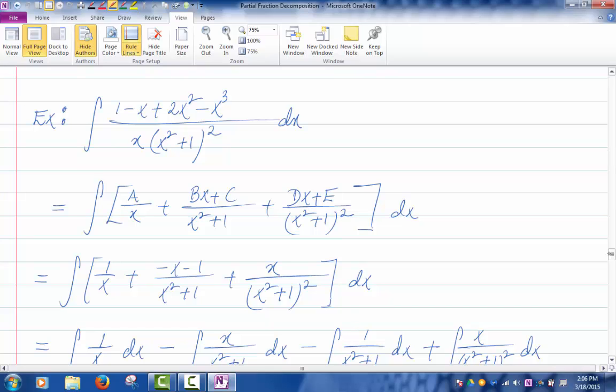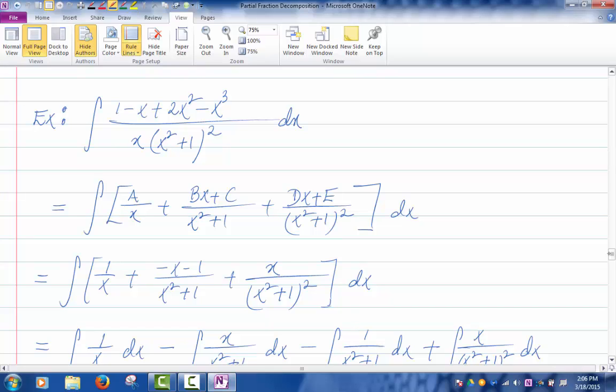for the linear factor x, because its multiplicity is 1, we are going to get only one fraction in the decomposition for that linear factor, and it will be A over x. For the quadratic factor x squared plus 1, because its multiplicity is 2, we are going to get two terms in the decomposition for that. And the two terms will be (Bx plus C) over (x squared plus 1) plus (Dx plus E) over (x squared plus 1) squared.